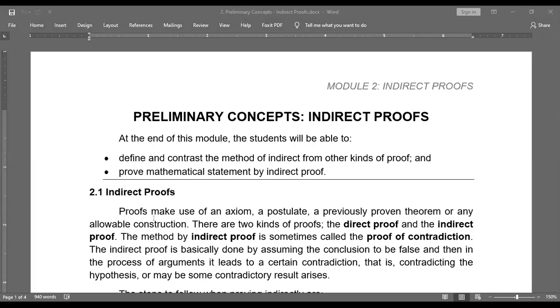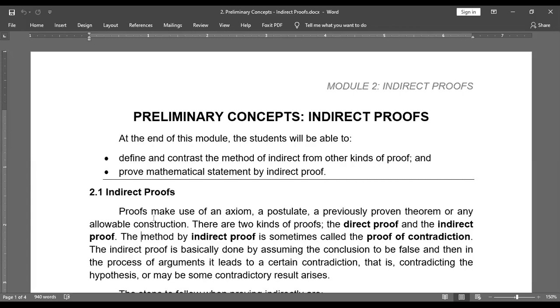So by definition, proofs make use of an axiom, a postulate, a previously proven theorem, or any allowable construction. There are two kinds of proof, no? The direct proof and the indirect proof. The method of indirect proof is sometimes called the proof by contradiction. The indirect proof is basically done by assuming the conclusion to be false.